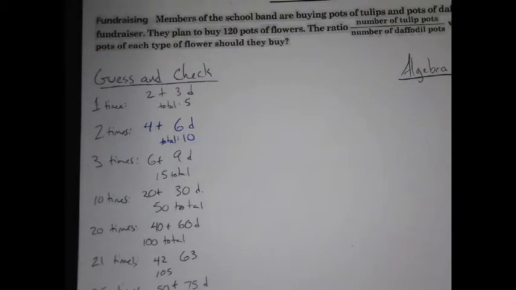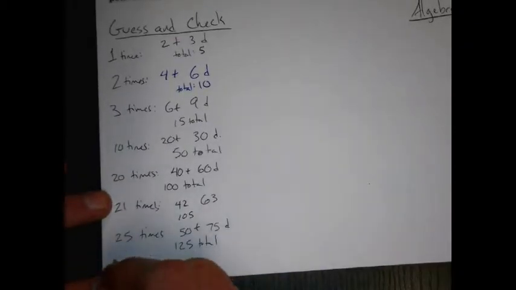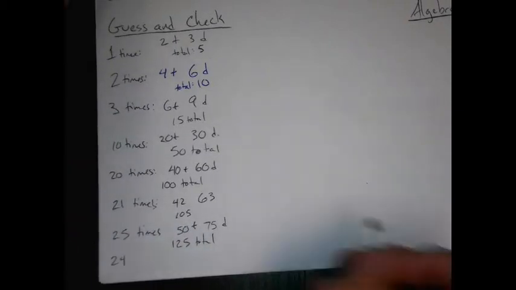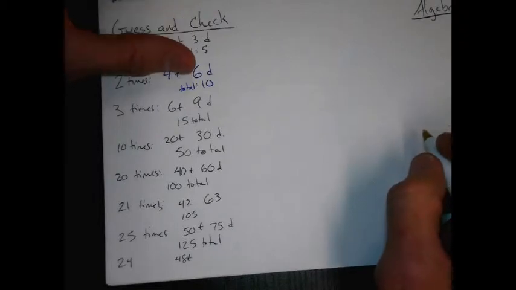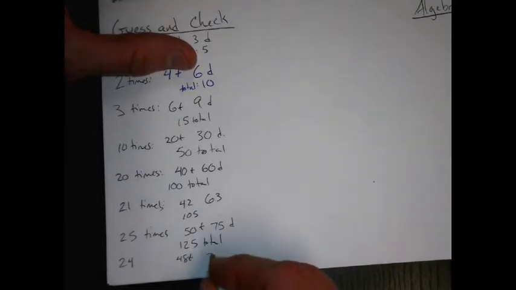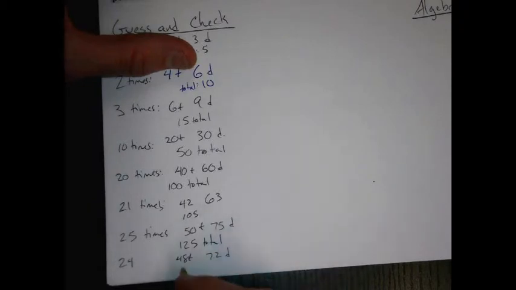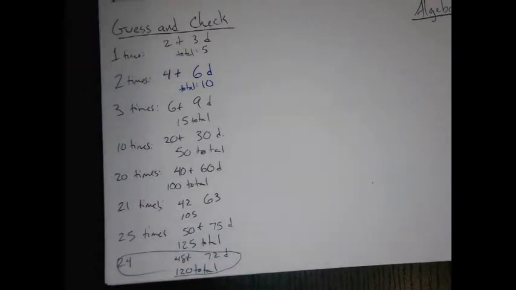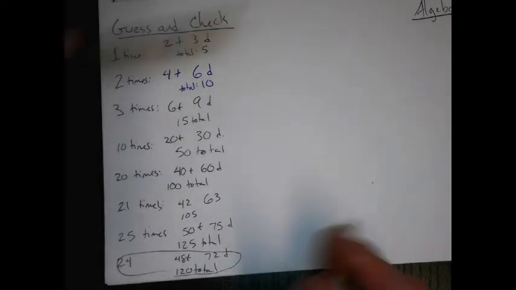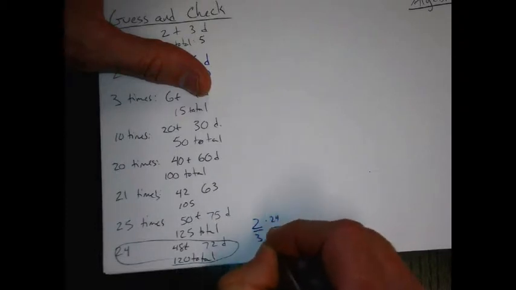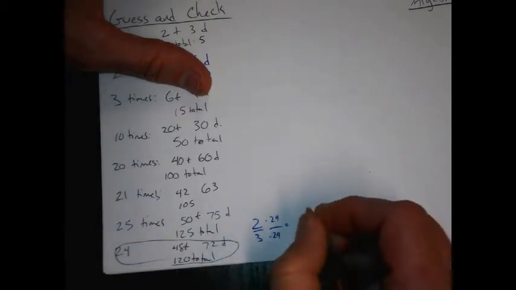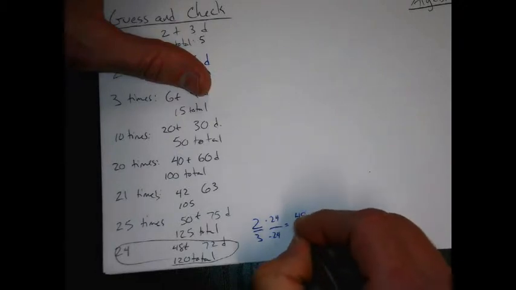So let's back it up a little bit. 24 times, right? So if we did 24 times 2, that'd be 48 tulips. And then 24 times 3, that would be 72 daffodils. And 72 and 48, guess what? 120 total. So you can do this by guessing and checking, right? But that's the math behind it. So we had the scale factor of 24. So what this means, just so you know, 2/3 multiply the numerator and the denominator by 24 gives us 48 tulips and 72 daffodils.